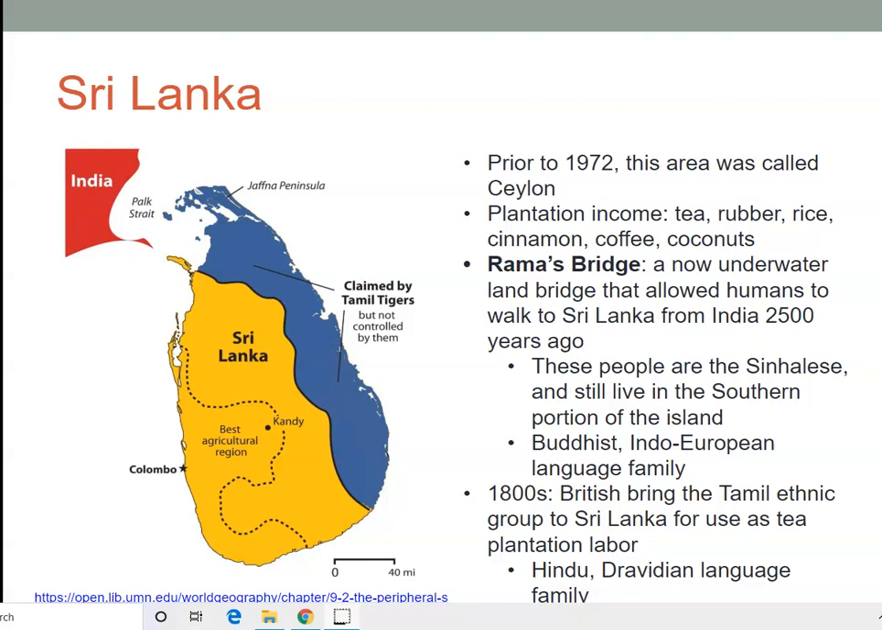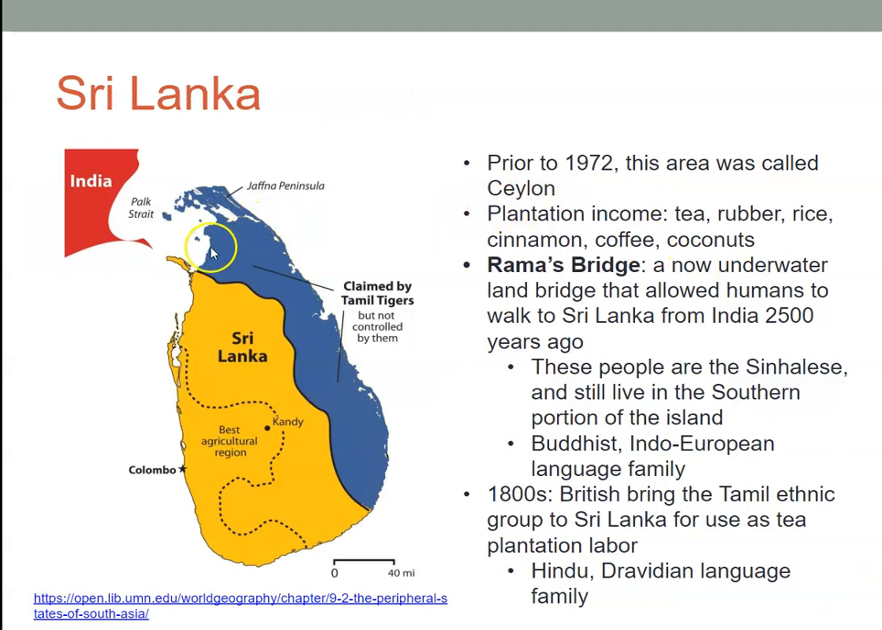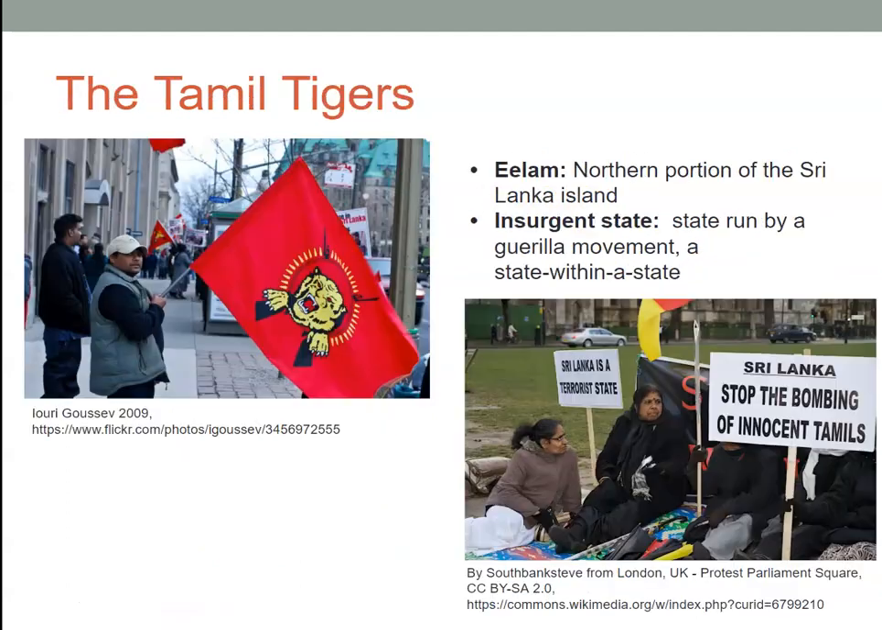And there's been a lot of tension between the Tamils in the north and the Sinhalese in the south. So much so that there has been a call for a split into two separate countries. And there's a group called the Tamil Tigers, which is a guerrilla rebel group that is trying to create a new country called Elam in the northern portion of Sri Lanka. So I should point out that this portion here is what's being claimed by the Tamil Tigers, is where Elam would be. It is not recognized.